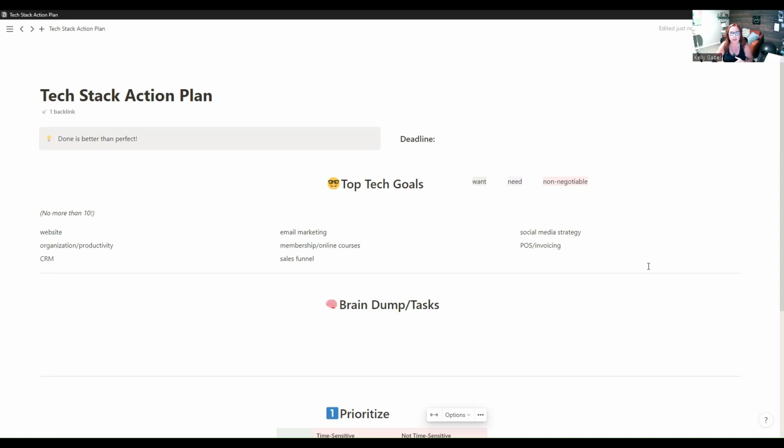For social media strategy, this can be a little bit varied, right? So this is about figuring out not only what platforms, but more specifically, we're talking about what is your strategy? Where are you going to post? Are you going to schedule things out? Are you going to do things manually? All of those kinds of things. That's what I mean by social media strategy. Organization, productivity. So that would be things like Notion, Trello, Asana, ClickUp, all of those things.